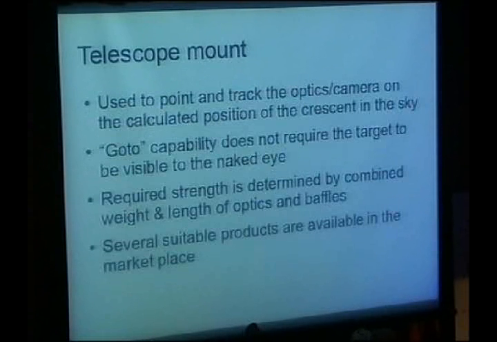Okay, the telescope mount, another very important part. The telescope mount is to point the telescope and camera system at the moon and then to track it automatically. And with a modern telescope mount with go-to capability, if it's properly aligned and properly set up, you don't need to be able to see the moon with your eyes anymore. If the whole system is properly set up, just by pressing the correct buttons, it will point towards the moon and it will follow it correctly. There are several mounts available today which can do that for you. So there's no need to search for the crescent.